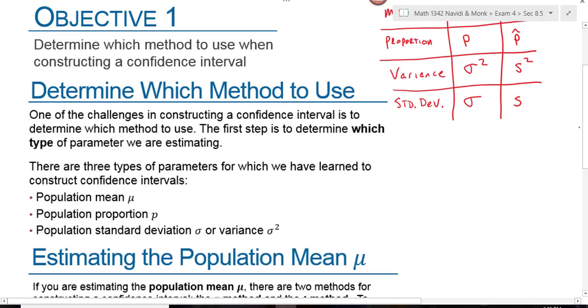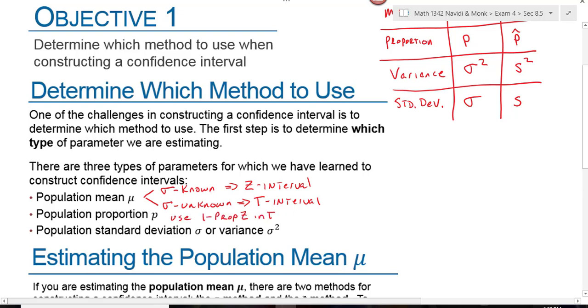If we're finding a confidence interval for a mean, we have one of two options. Either we know the population standard deviation or we don't know it. If we know the population standard deviation, we're going to use the z-interval on our calculator. If we don't know it, we'll use the t-interval. For the population proportion, we use the 1 prop z-interval. And for the standard deviation or the variance, we use the chi-squared distribution.